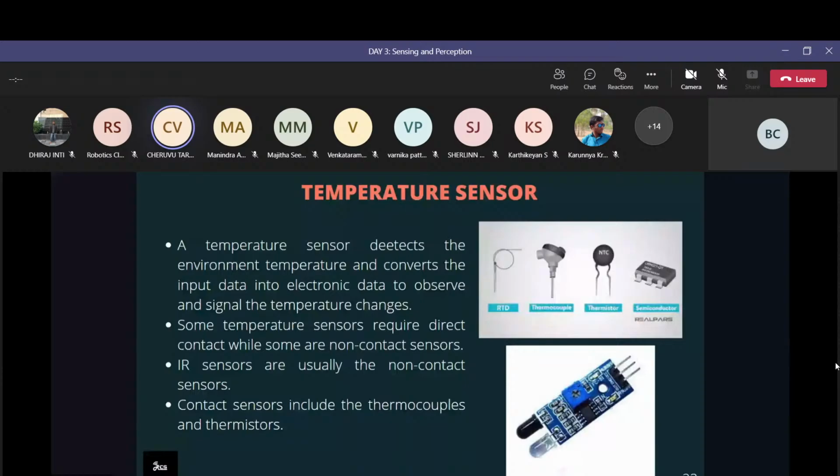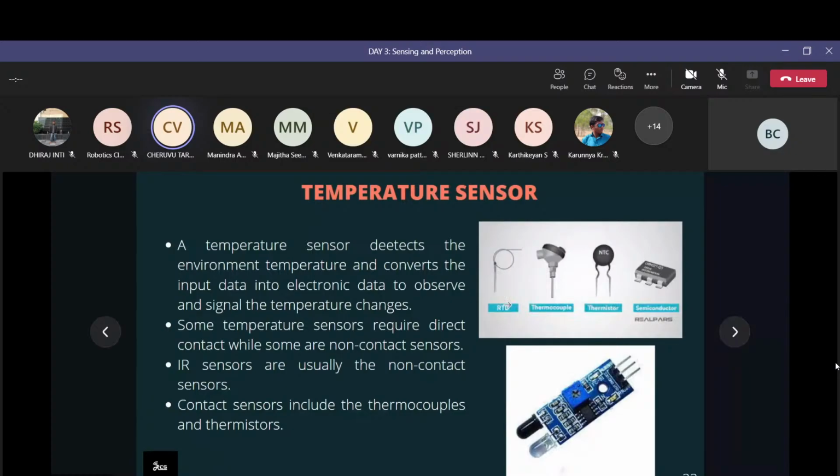Some temperature sensors may be required to come in direct contact, and some may be non-contact temperature sensors as well. So there are contact temperature sensors and non-contact temperature sensors. Contact temperature sensors need to come in contact with the physical entity to measure the temperature of the object. Non-contact sensors are those which are not mandatory to come in contact with the physical entity to measure the temperature. That's the basic difference. A very well-known example of a non-contact sensor is an IR sensor, because it will not come in direct contact with the environment but instead measures the temperature.